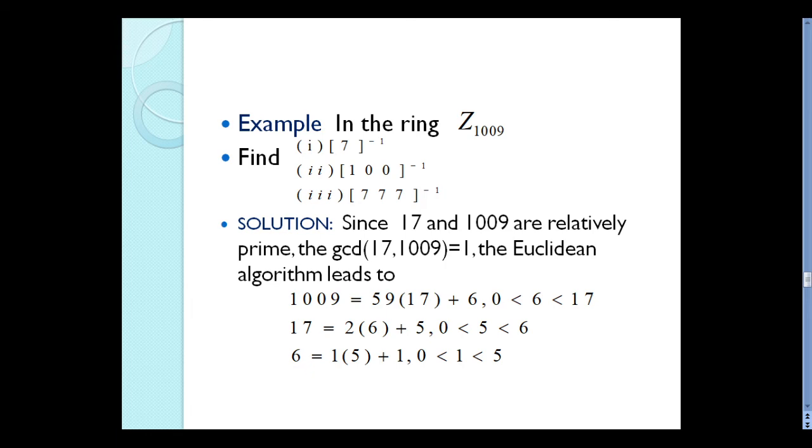Now again you take this 17 and do in the same way. 17 can be written as 2 into 6 plus 5. And here the remainder 5 lies between 0 to 6. Again you take 6 as divisor, then you can write multiple of 1, 1 into 5 plus 1. And here you got remainder 1 which lies between 0 to 5.